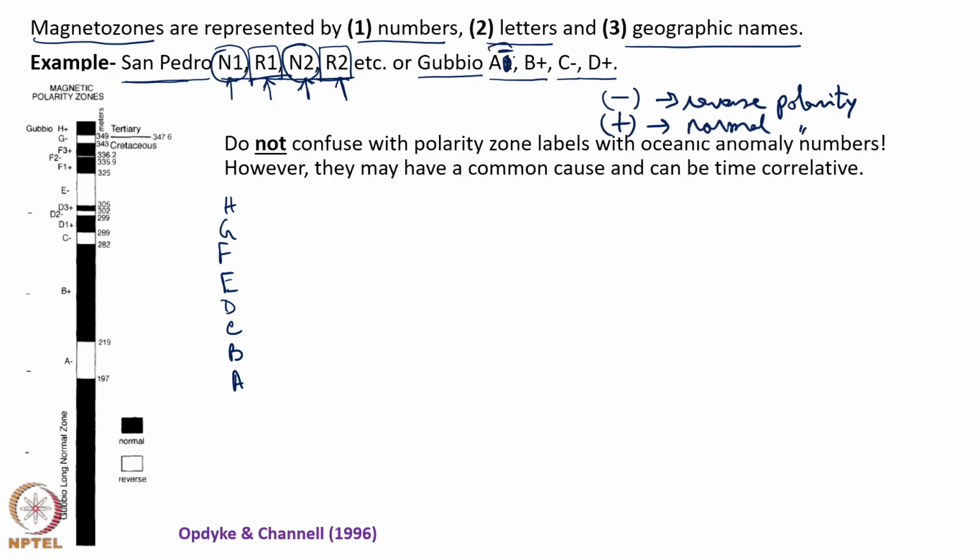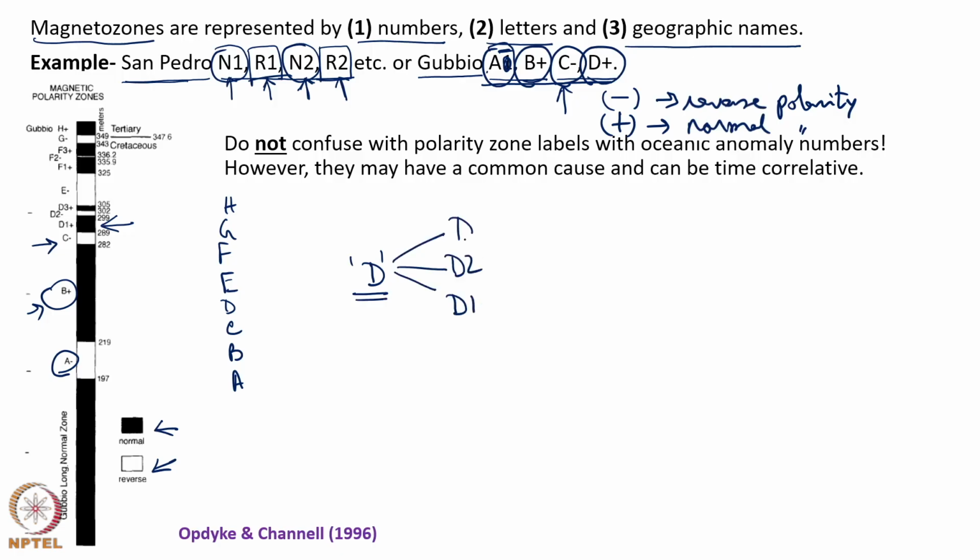So, A minus, at least in this writing, A is the bottommost and minus means a reverse polarity zone, over which lies B plus, that means a normal polarity zone, over which lies C minus, that means a reverse polarity zone, over which lies D plus, and in fact here I find D1 plus. It looks like D was first defined and then it was broken into D1, D2 and D3.